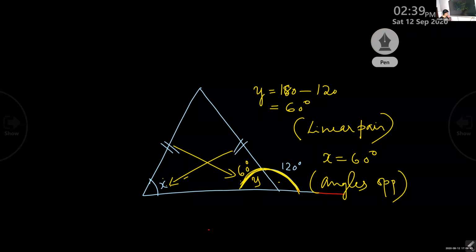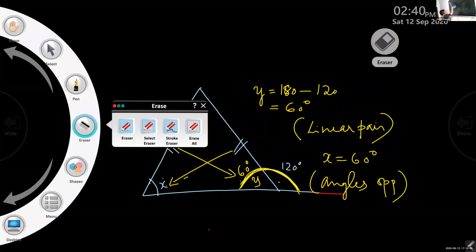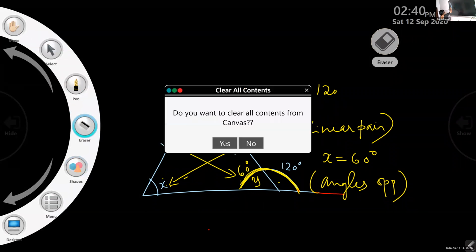Okay, children, did you understand the topic properly? Yes, ma'am. Okay. So another type of question related to exterior angle it is. I'll give you another question. That is a different type of question. We'll see what theorem can be used in that.